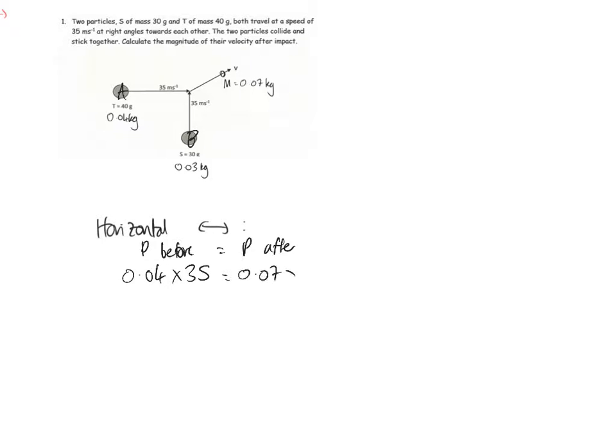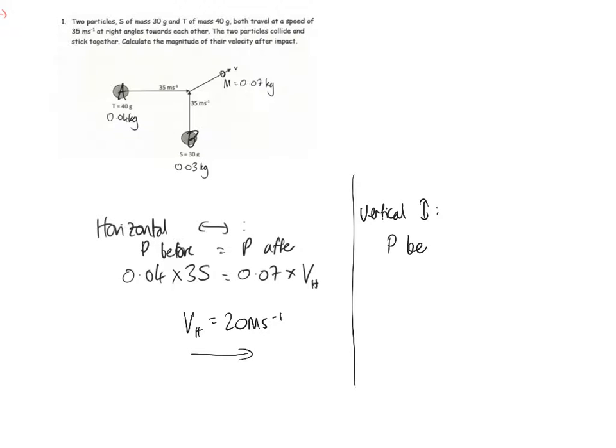Afterwards, they both have combined together, so their total mass is 0.07, and that has a velocity in the horizontal direction, like that. If you solve that equation, you'll get VH, and you can do that yourself, it approximately equals 20 meters per second. That's in the horizontal direction. That's the horizontal component of the velocity. Let's now take the vertical direction.